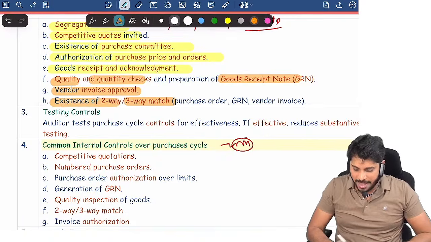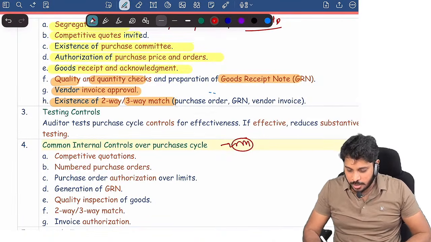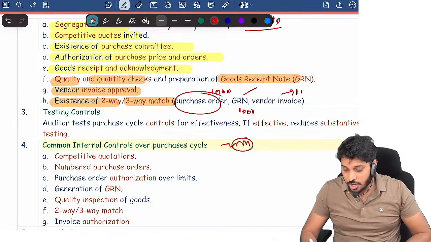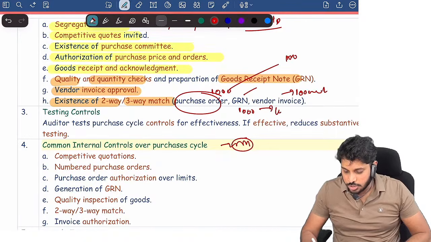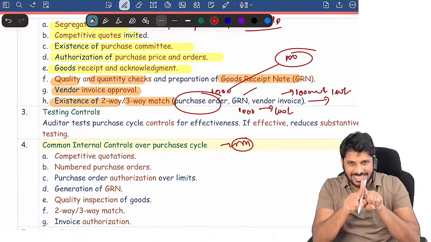And two-way match or three-way match, guys. What is a two-way match and three-way match? Purchase order, 1000 units ordered, sir. Goods received, 1000 units received, sir. Vendor also billed 1000 units only, sir. And the price ordered, 100 rupees, sir. Goods received also 100 rupees, sir. Vendor invoice also 100. So this matching is called three-way matching.